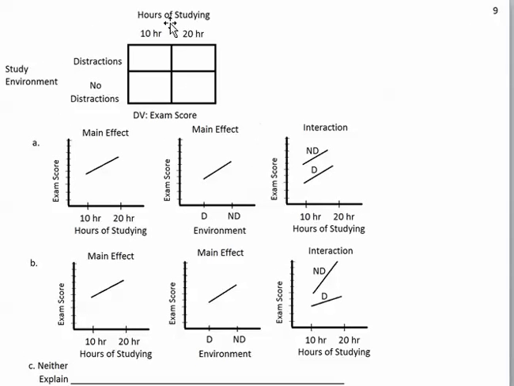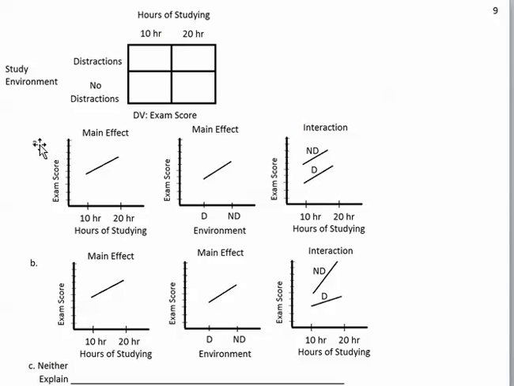In the next question, we're once again imagining that an experiment is being done with four groups. One group is studying 10 hours for the exam with distractions in their study environment. One group is studying 10 hours with no distractions. One group is studying 20 hours with distractions. And one group is studying 20 hours with no distractions. The experiment has all four combinations, and one group is experiencing each combination.